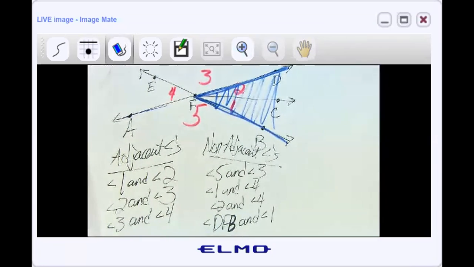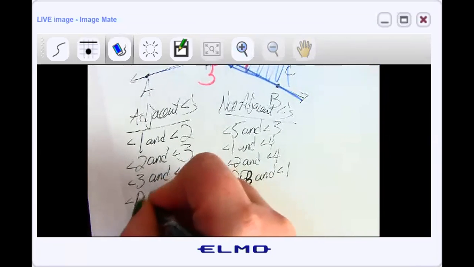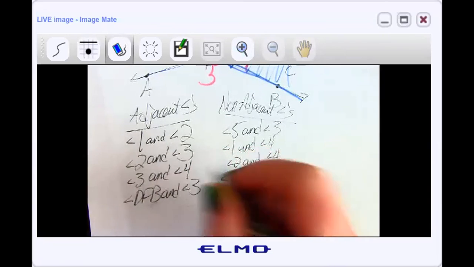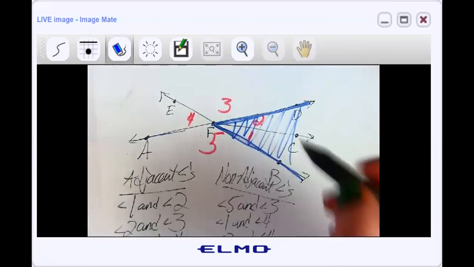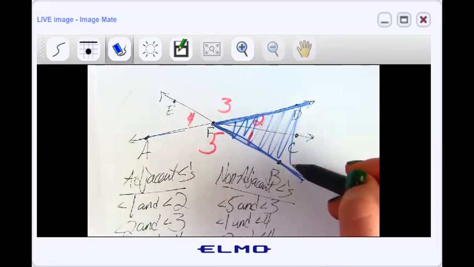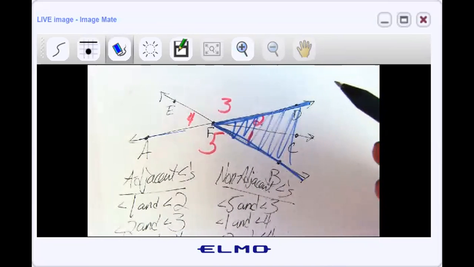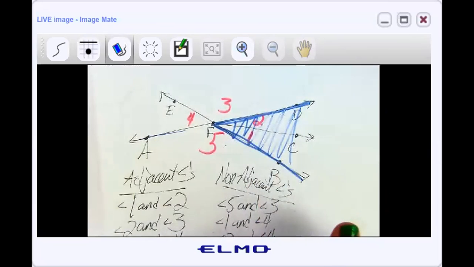I'm going to add this to the list. So DFB and angle 3 would be adjacent angles, DFB and 3. So DFB being the blue angle that I have here, its next door neighbor is 3. You can also say DFB, the blue angle, and angle 5, its other next door neighbor.